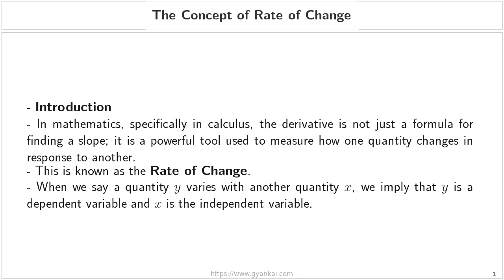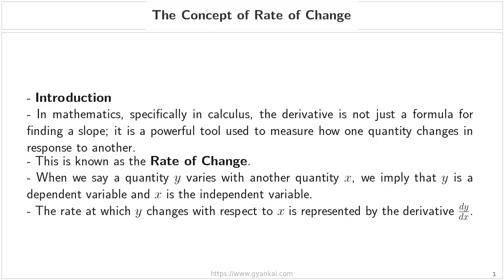To understand this, we must first look at the relationship between variables. When we say that a quantity, y, varies with another quantity, x, we are implying that y is the dependent variable, meaning its value depends on what happens to x, while x is the independent variable. The rate at which y changes with respect to x is mathematically represented by the derivative, which we denote as dy by dx. Throughout the rest of this presentation, we will build upon this foundation.